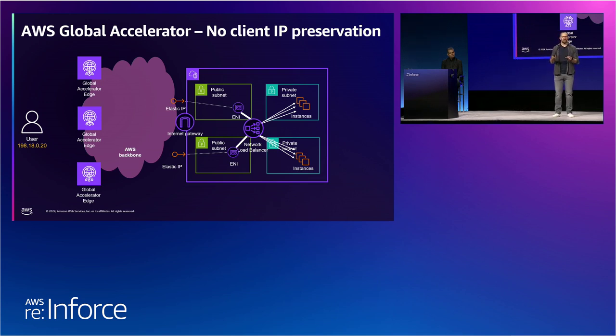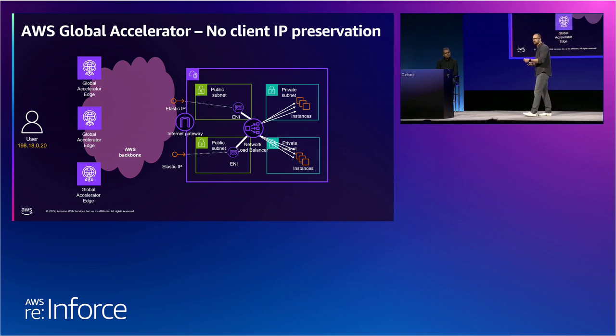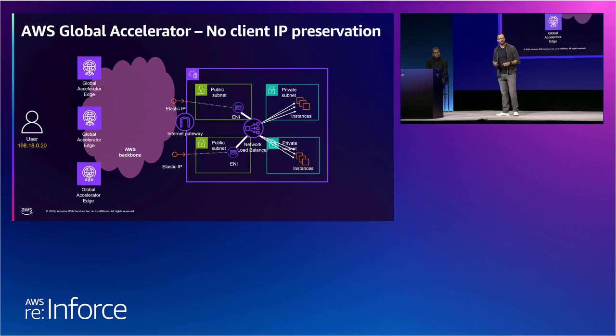Now, for this specific example, I'm only focusing on a single VPC, and we'll talk about adding inspection to traffic coming in through Global Accelerator. So you can set up Global Accelerator in two modes. You can enable client IP preservation, or you can disable client IP preservation. So in this first example, there is no client IP preservation. We have some user with a public IP address that will connect to our service.